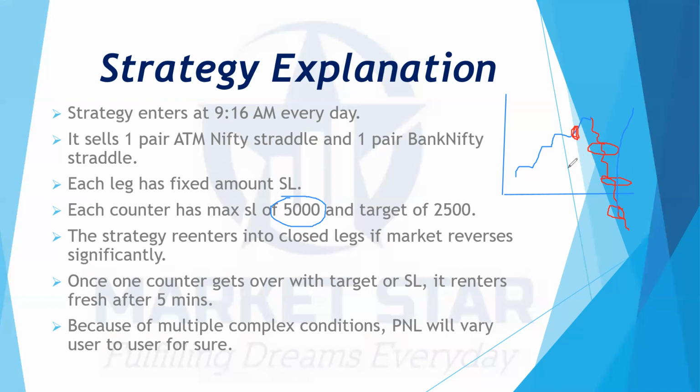Whenever we do re-enter, some amount of loss happens. The market came here and then again moved significantly upward, so this is a highly volatile market. On that day definitely we will make some loss, so that is why the 5,000 maximum loss is there. So no need to worry about this thing.